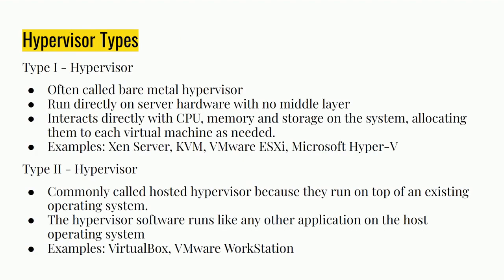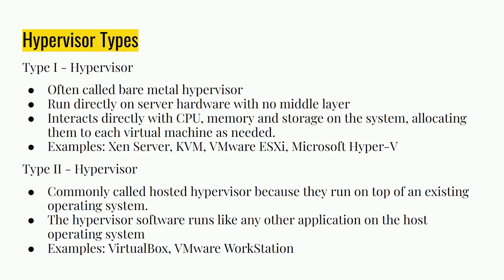Hypervisor types. We will start with learning about hypervisor types. The Type 1 hypervisor is commonly called a bare metal hypervisor. The hypervisor runs directly on the server hardware with no middleman. Hypervisor software interacts directly with CPU, memory and storage on the system, allocating them to each virtual machine as needed. An operating system normally does this, but here the hypervisor runs before an operating system.